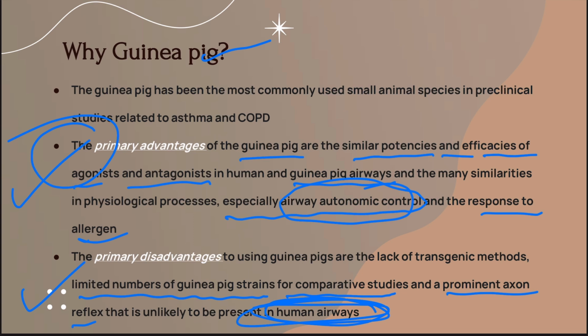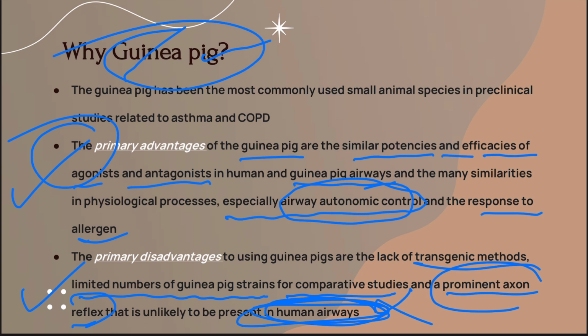But the disadvantage is that there are fewer transgenic models, and we have fewer strains of guinea pigs, so inter-strain comparison cannot be done. And we also have a prominent axon reflex in the respiratory system of guinea pig, which is not seen in human airways. So these are the disadvantages. But overall, we will take guinea pig as the best animal for the screening of drugs for respiratory disease, mainly COPD and asthma.